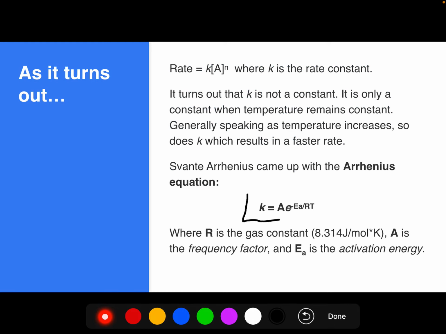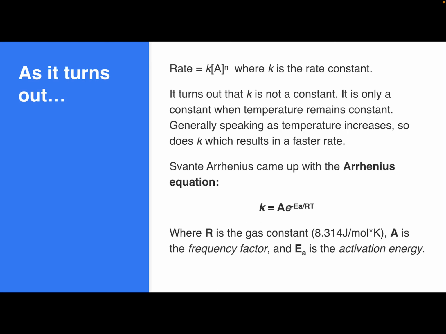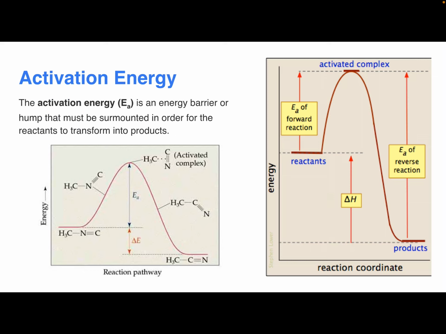And this equation right here, the Arrhenius equation, is how the change in that rate constant is represented as it relates to temperature. So in this case, A is something called the frequency factor. The whole part on the right side there, that's called the exponential factor. And within that, EA is the activation energy, R is the gas constant, and T is temperature. So let's talk about each of these things.